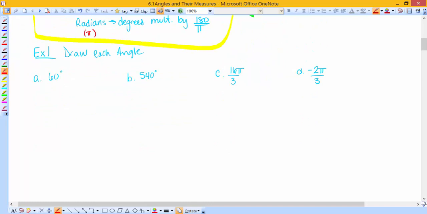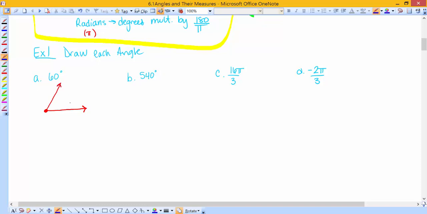When you draw an angle, you start with your pole, which is your vertex, and your initial side. Your initial side is always at the 0 degrees. 60 degrees is in between 0 and 90. So it's closer to 90. So I'm going to draw it closer to 90, but it's an estimate.